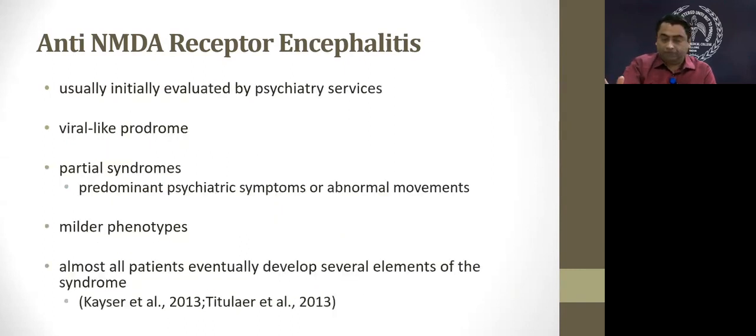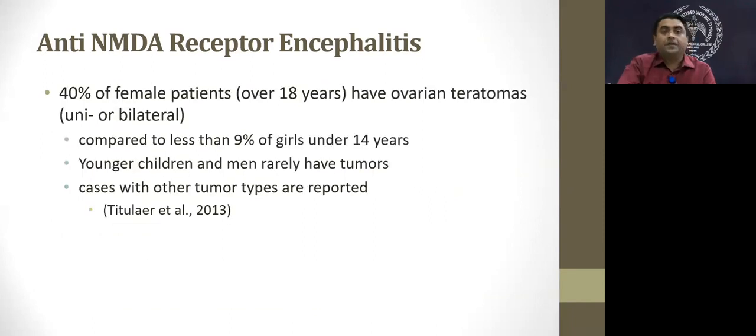Now, a typical patient like this is usually initially evaluated under psychiatry, but the significant thing is, when you go back to take the history, this usually has a viral prodrome within a week or two prior to the presentation. It may also occur with partial syndromes with either the psychiatric only or the abnormal movements only or one bit of it only, and may also present milder phenotypes, which may not be easily clinically recognizable. But however, without treatment, almost all the patients eventually develop almost all the elements of the symptoms that we just mentioned.